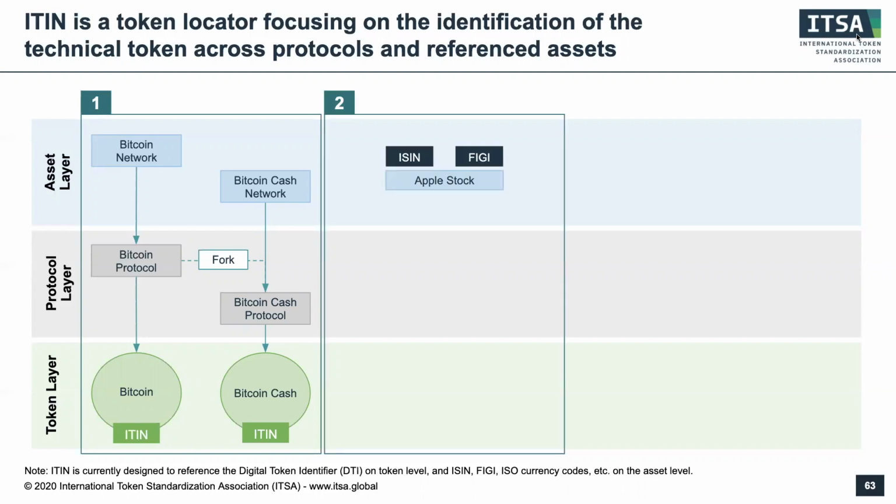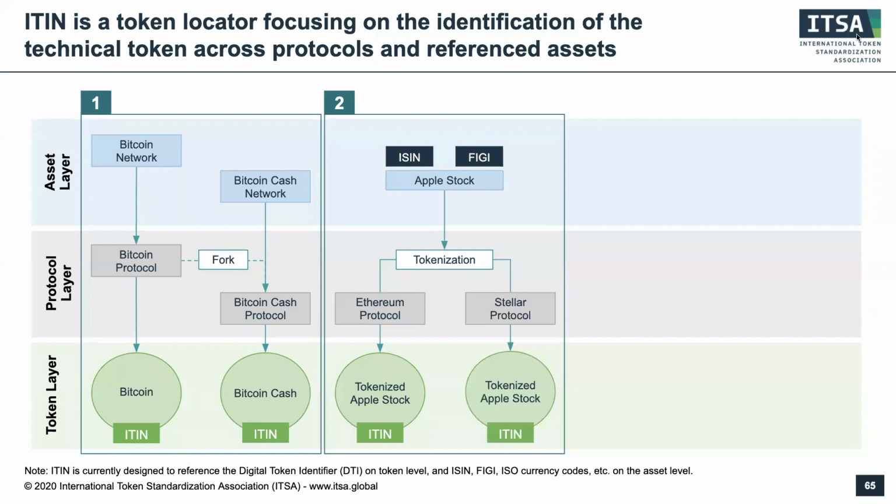In case we have security tokens in the future, for example, the Apple stock, then the Apple stock might be identified with an ISIN number or, for example, also with a FIGI number. The Apple stock would be tokenized to let it run on a distributed ledger network. It can be, for example, the Ethereum protocol, such that we arrive at a tokenized Apple stock. And again, this would have an ITIN number. But the Apple stock could also be tokenized on the Stellar protocol, such that it would be another type of tokenizing the Apple stock with another ITIN.